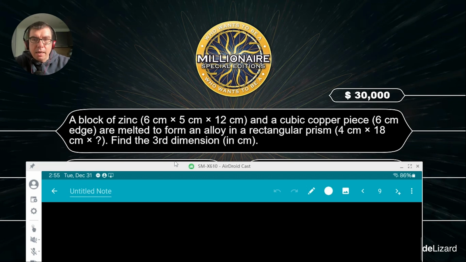If the container has the same shape as the initial block of zinc, the liquid is going to fill it up, and if I let it cool down, I'll get the original block of zinc. So what I'm preserving here by melting it is the volume, the actual amount of substance that has gone into the block of zinc. So if I find the volume and add the volume of the cubic copper piece, I get the liquid, which has volume equal to the sum of the volumes of the two metals.